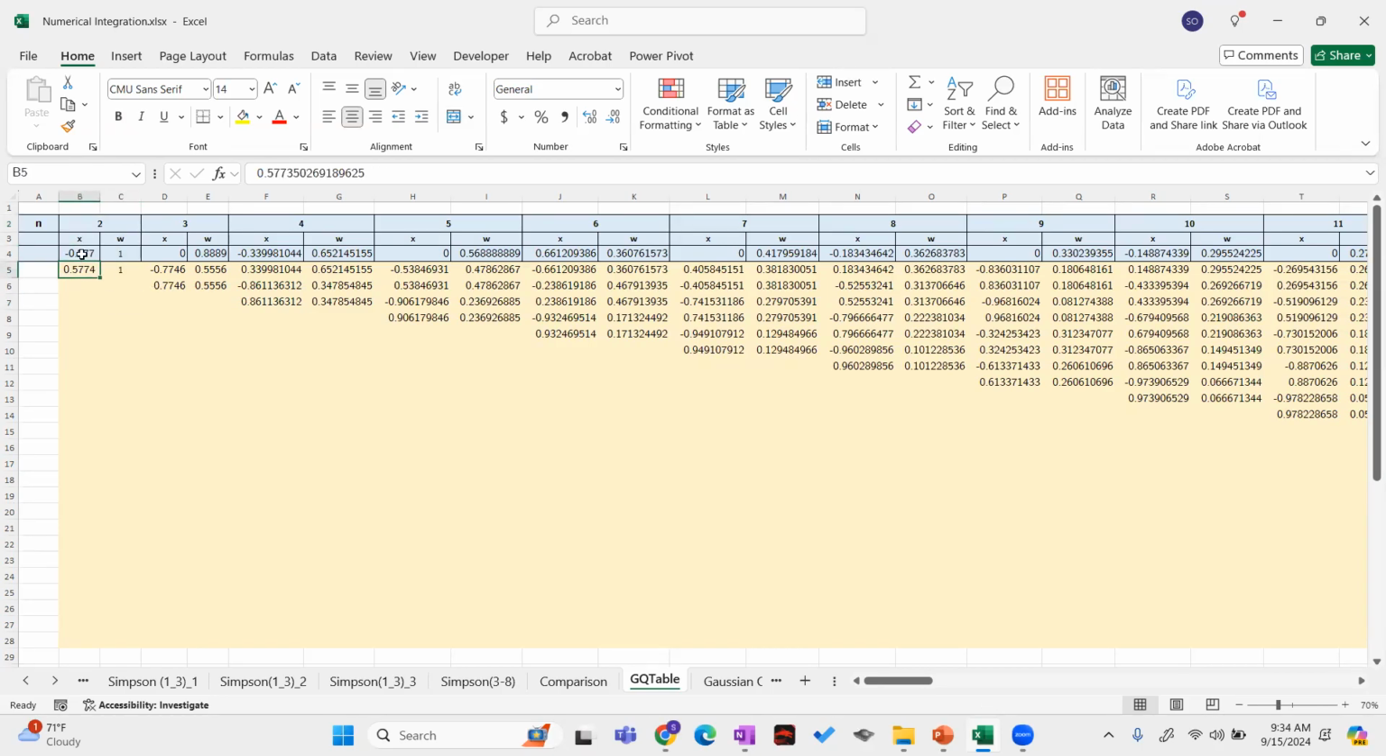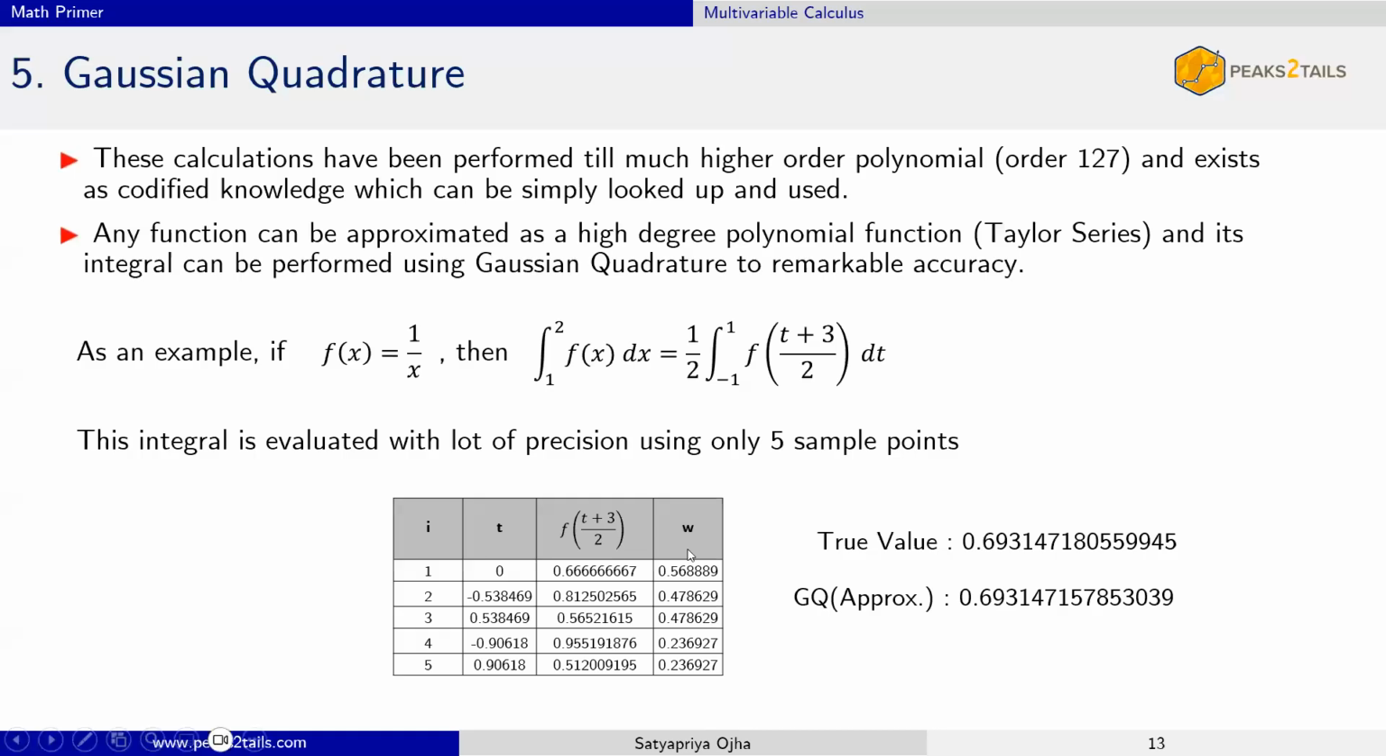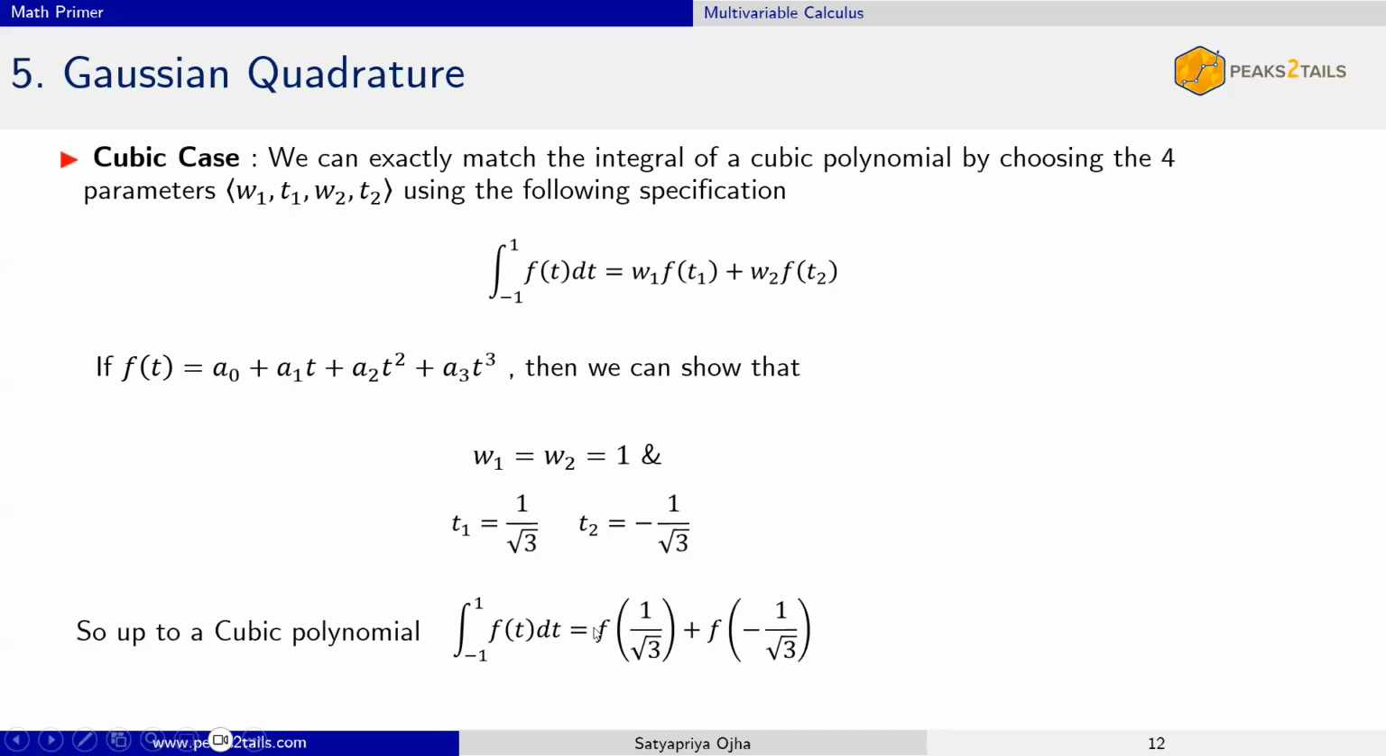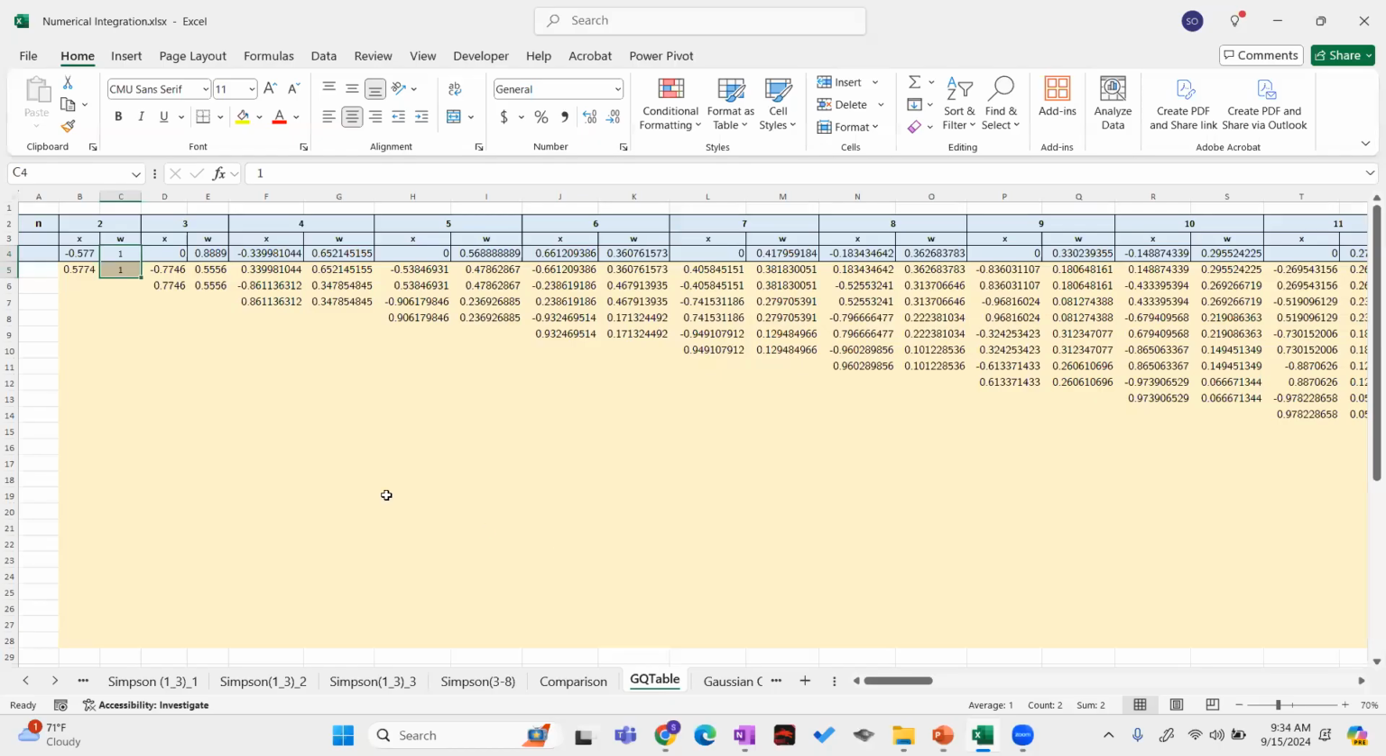And what are these values? These values, 1 by root 3 and minus 1 by root 3, we just calculated, right? The weight needs to be 1. See, this is the representation. For a cubic polynomial, the weights are 1 and the value of the function needs to be evaluated at 1 by root 3 and minus 1 by root 3. That is what this is. This is minus 1 by root 3. This is plus 1 by root 3.